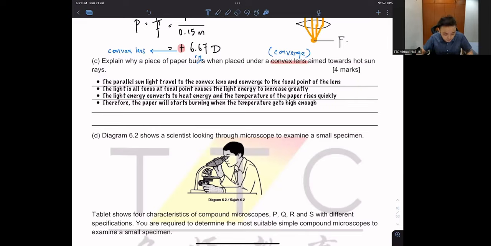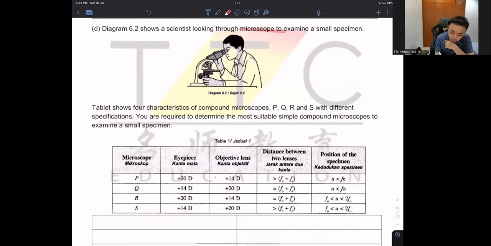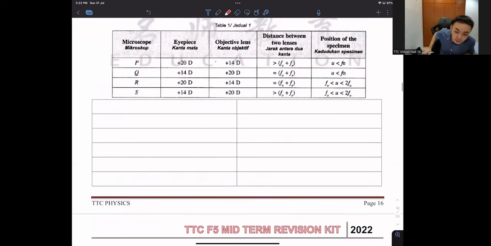Okay, can we go on to the last part? All right, come, question D. Here, scientists looking through a microscope to examine the small specimen. You need to determine the most suitable microscope, the best microscope. Now, which one do we choose?